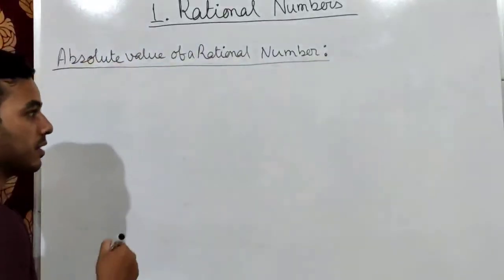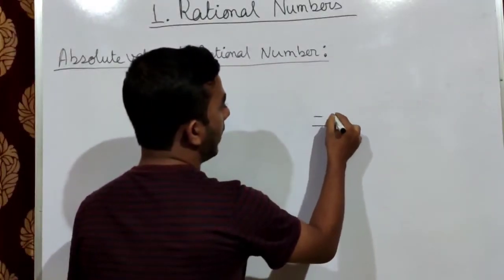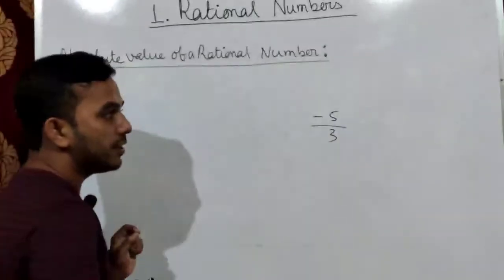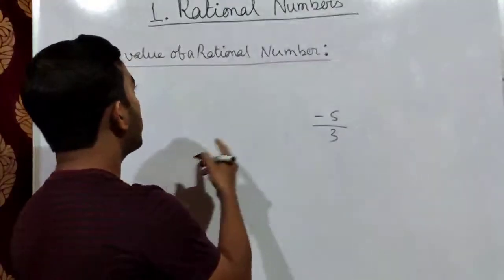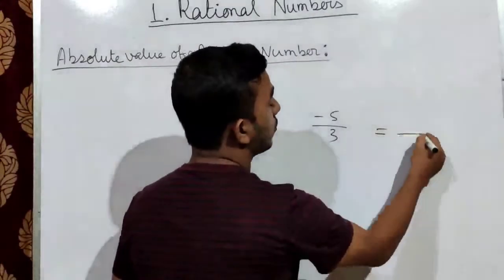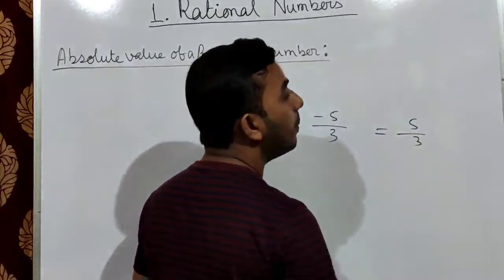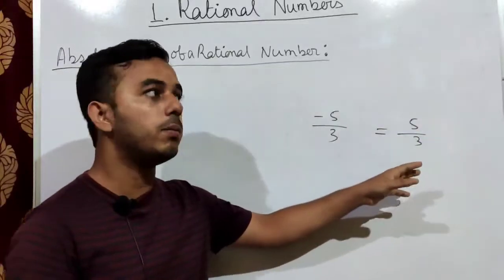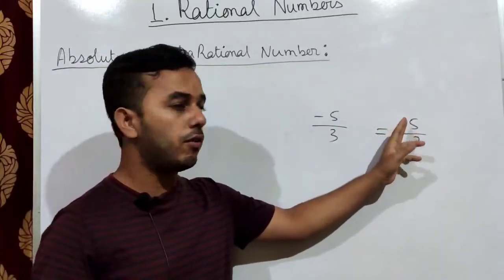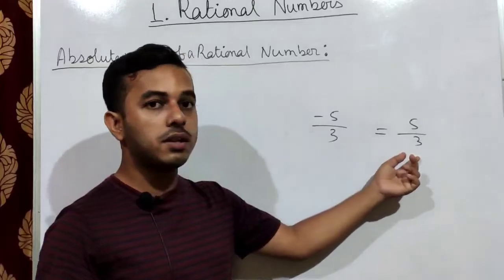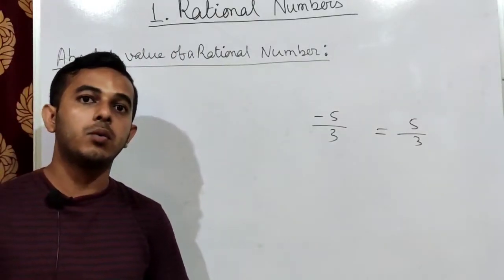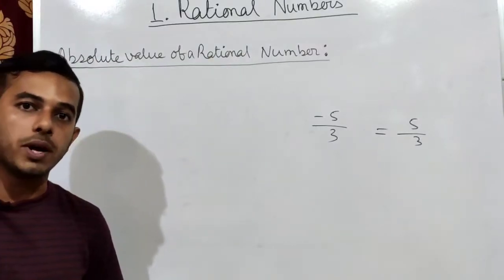I mean to say that, for example, if a rational number is -5/3, then its absolute value will be 5/3, right? For absolute value, we only bother about the numerical value. The numerical value of 5 is 5 and of 3 is 3. Clear? So to find the absolute value of a rational number, we have to find the absolute value of both the numerator as well as the denominator, right?